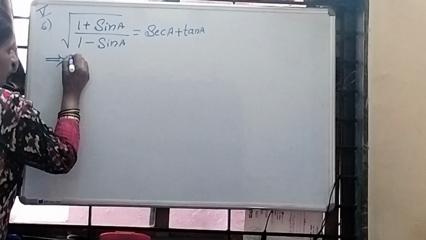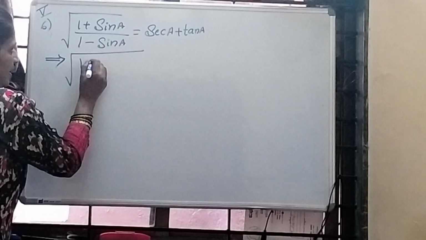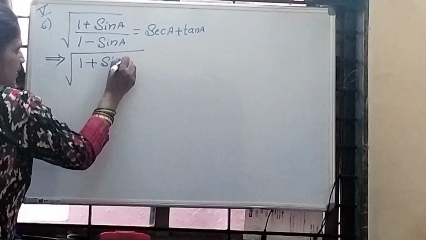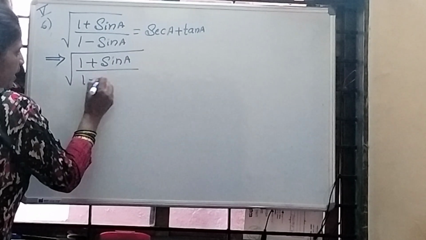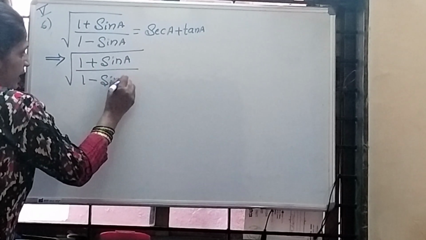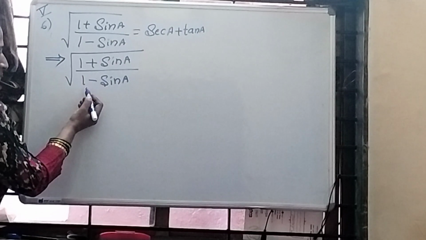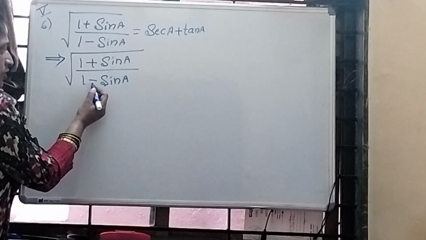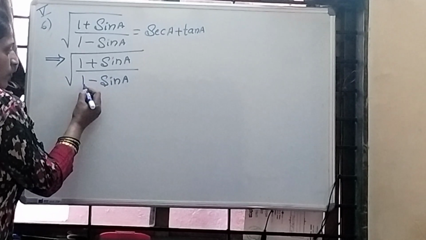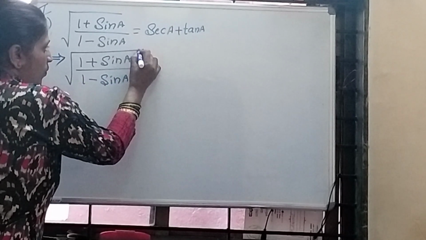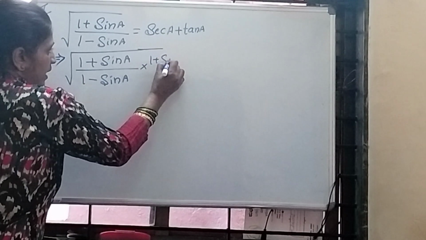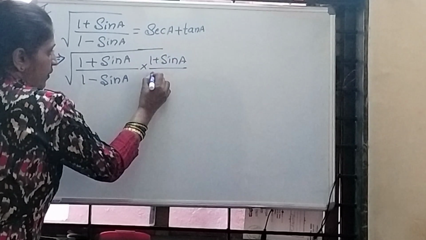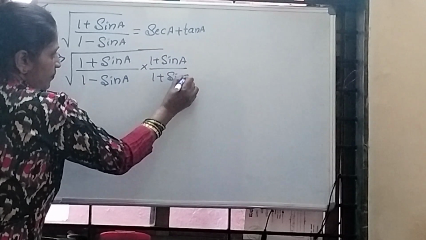For that, what we have to do? Already you know rationalization. I already studied it. So for that, we have to take the rationalizing factor of the denominator, 1 minus sin a. If it is negative, we will take positive. If it is positive, we will take negative. So now 1 minus sin a will become 1 plus sin a divided by 1 plus sin a.